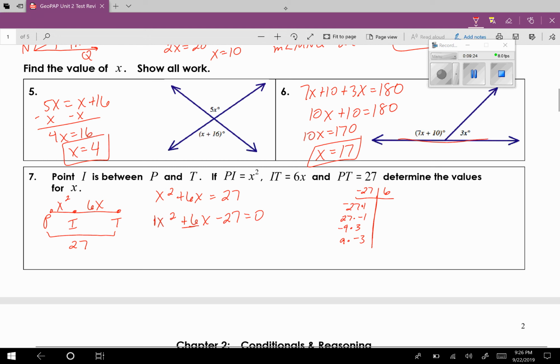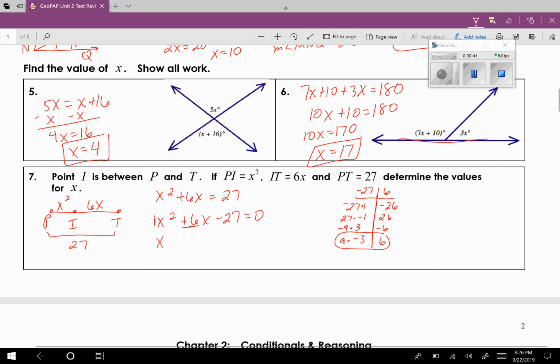So I'm just going to add them. A negative 27 plus 1 is a negative 26. 27 minus 1, well, that's positive 26. And negative 9 plus 3 is a negative 6. And 9 plus a negative 3 is a positive 6. So I've got to go with this one here.